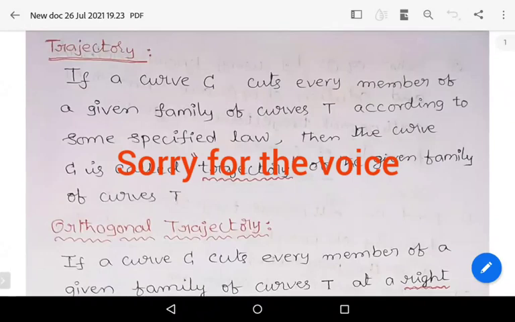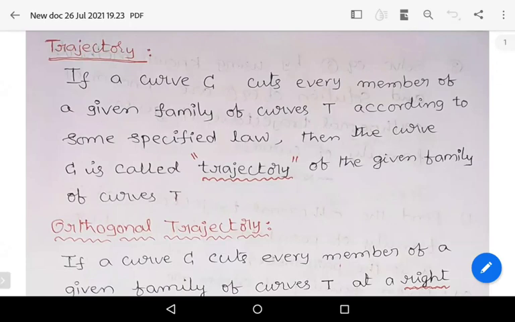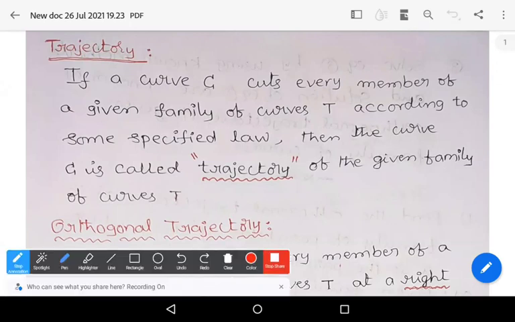In this video, we learn about orthogonal trajectories. Let us see the definition of trajectory. A trajectory is a curve that cuts every member of a given family of curves T according to some specified law, according to some particular rule. Then we say that the curve is called a trajectory of the given family of curves.